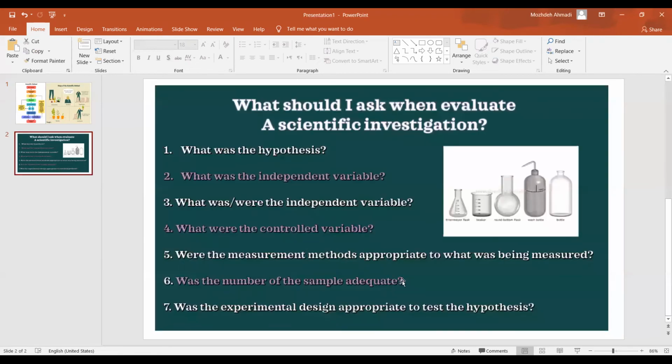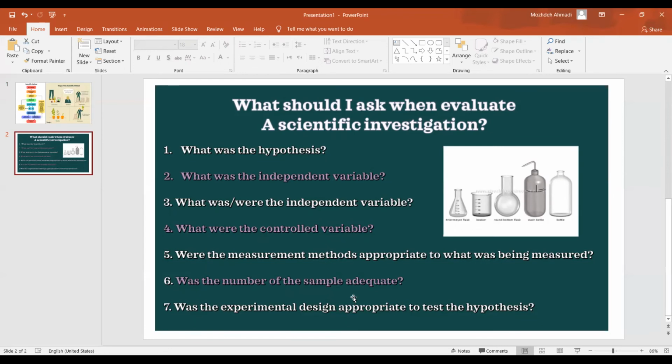Okay, let's go to the next question. Were the measurement methods appropriate to what was being measured? When you want to measure something in the scientific method, the equipment that you use and the steps that you use in your experiment should be appropriate.